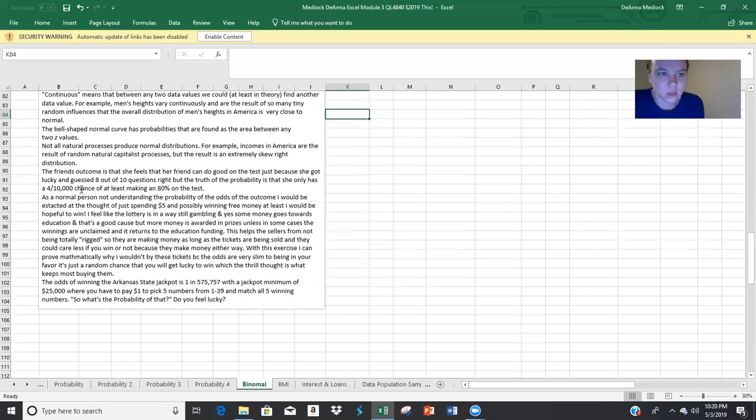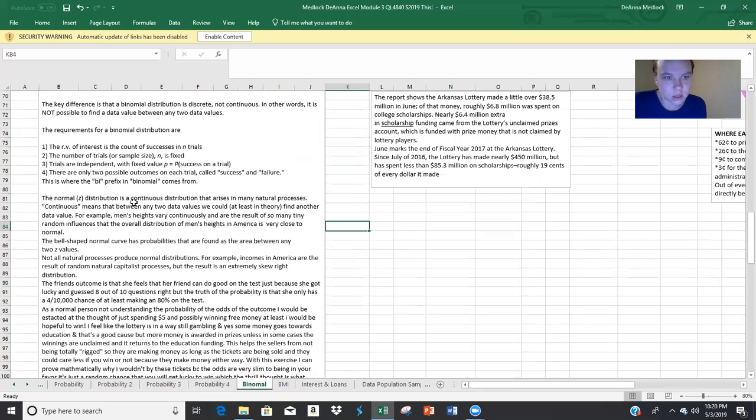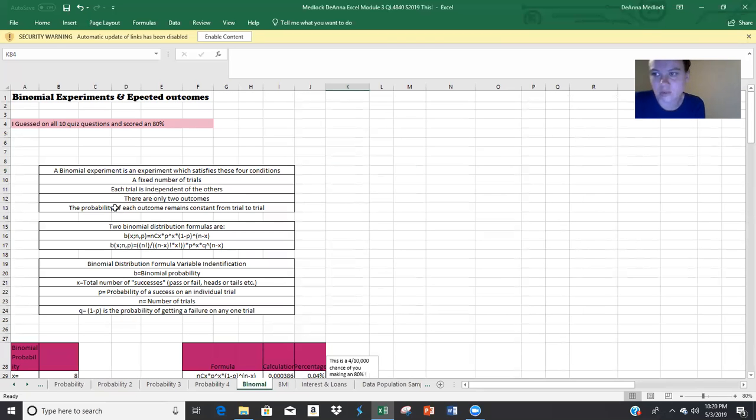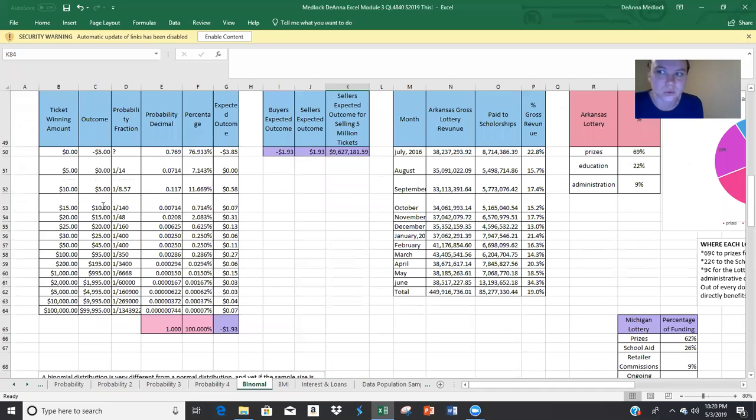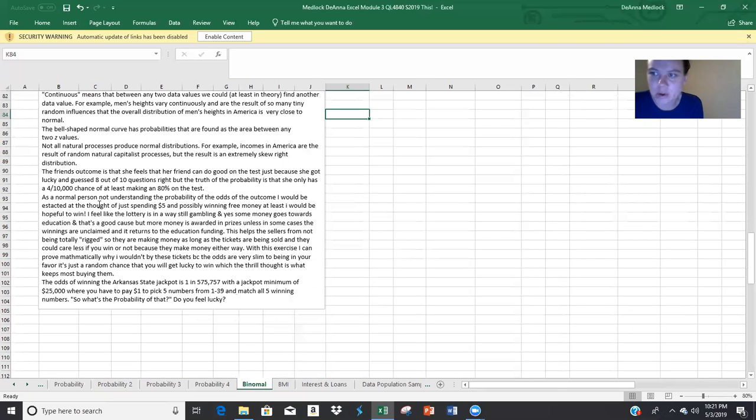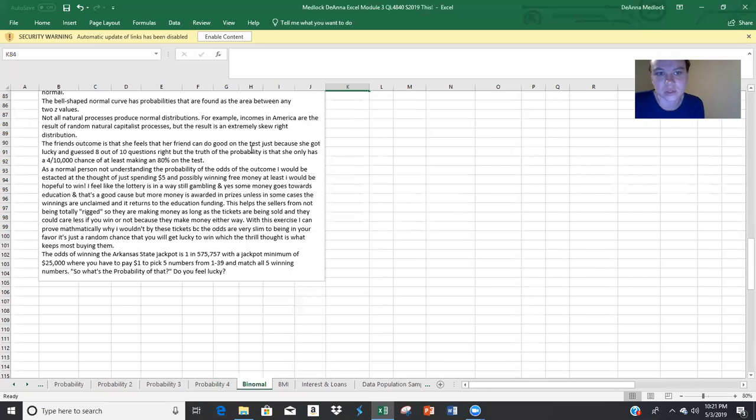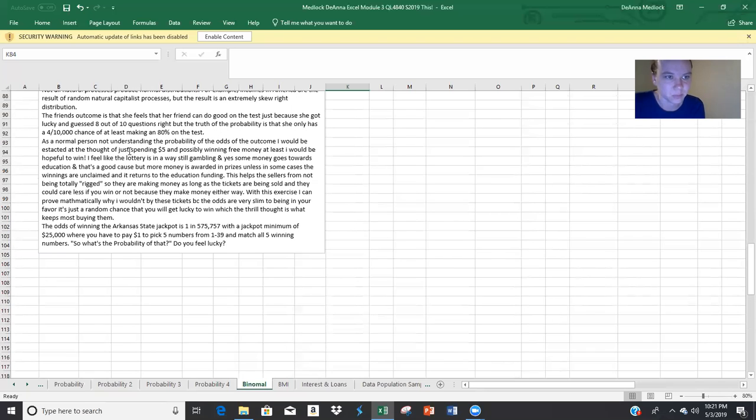So when we were looking at the quiz, the friend was trying to pump up her other friend that she could actually pass the test. The friend's outcome is that she feels her friend can do well on the test just because she got lucky and guessed 8 out of 10 questions right. But the truth of the probability is that she only had a 4 out of 10,000 chance of at least making 80% on the test.